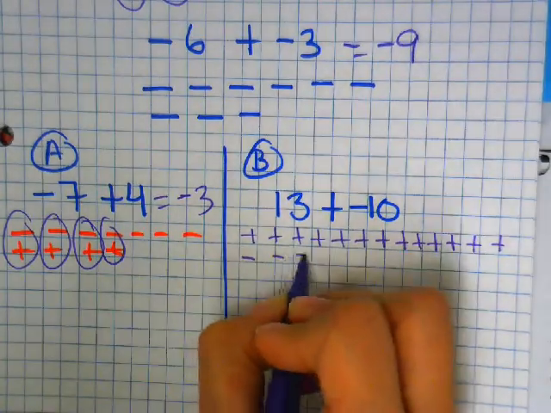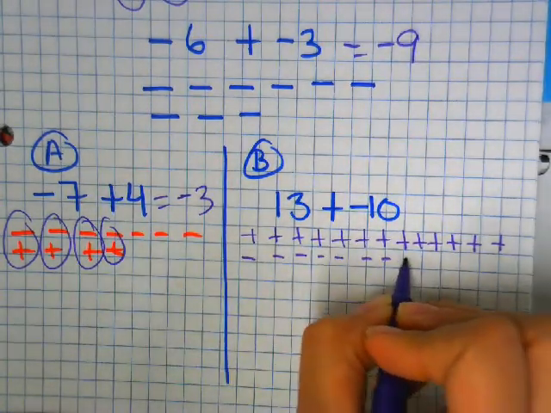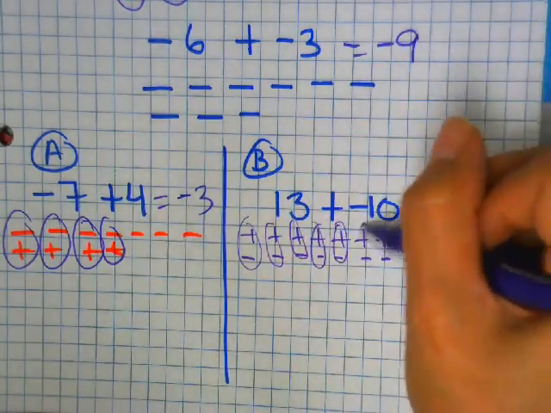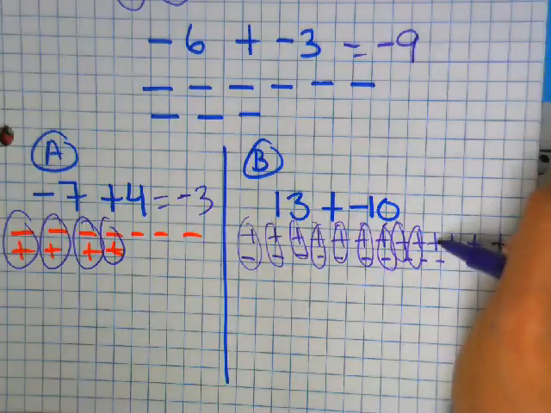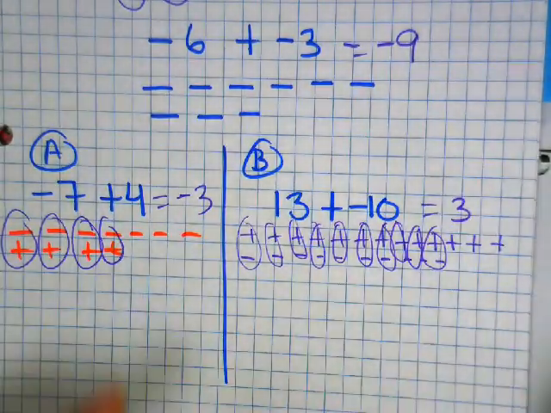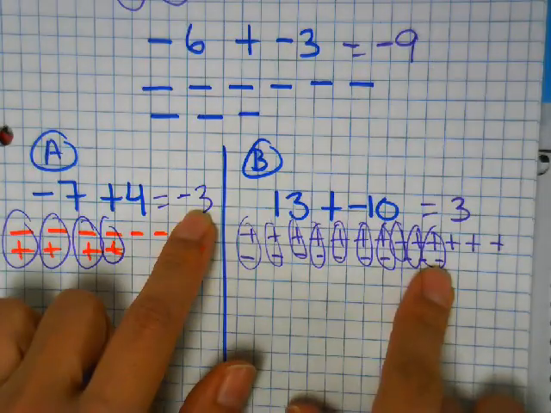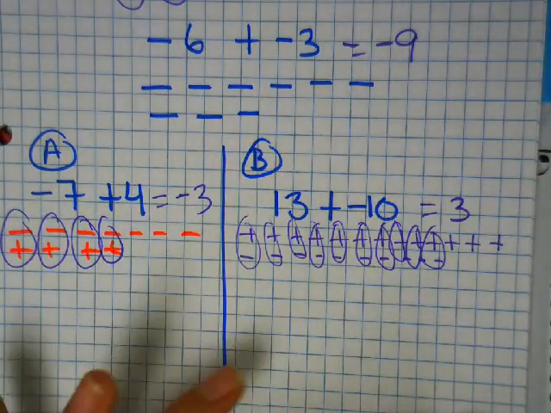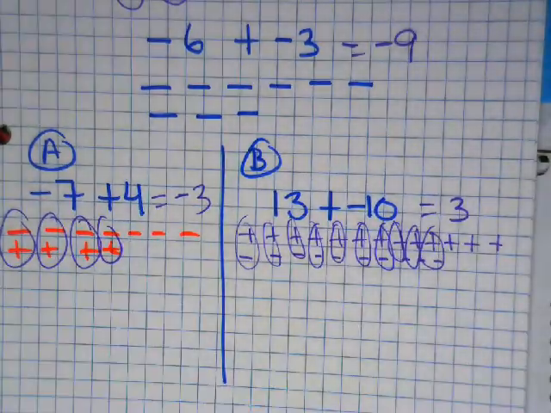What do we have for B? 3. Positive 3 or just 3. So one's negative 3 and the other one's positive 3. Okay? We're good? Alright. So it was like the second way. You probably learned it in 6th grade.